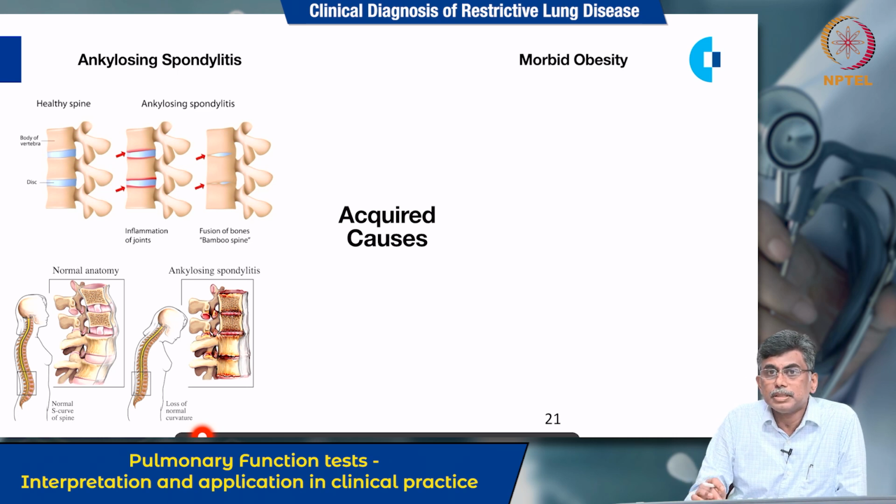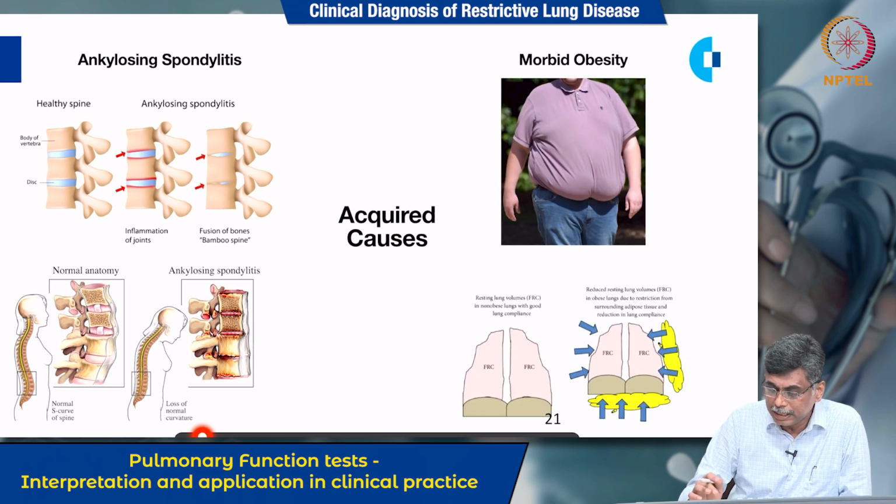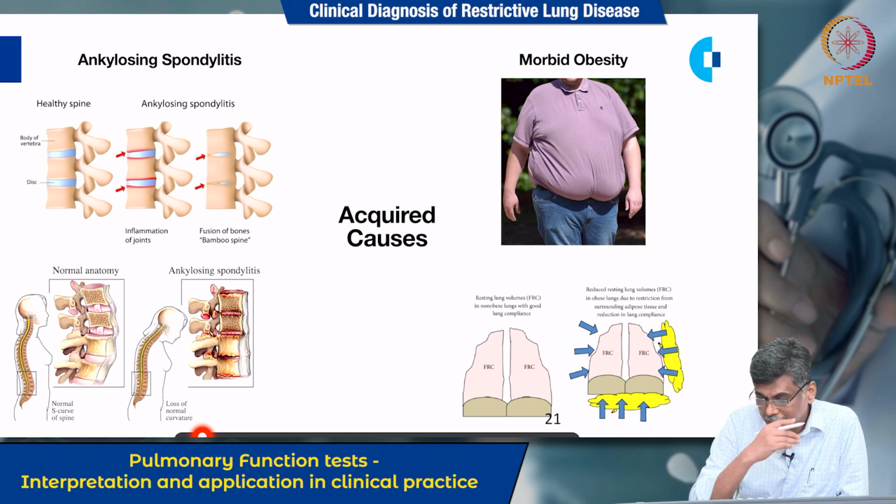The other acquired cause is morbid obesity. Because of morbid obesity, a lot of adipose tissue gets deposited here. Because of that, the chest can't expand. So these are some chest wall causes of restrictive lung disease.